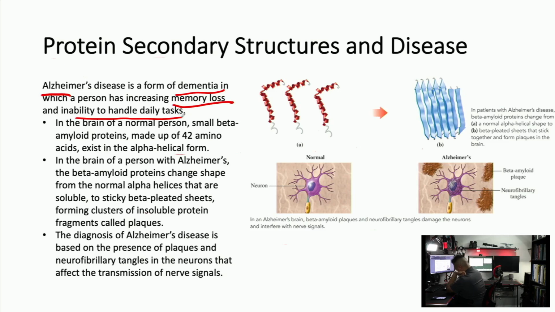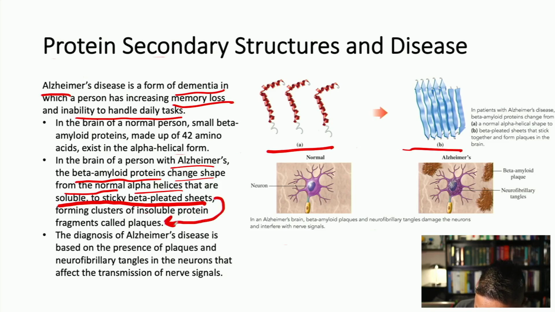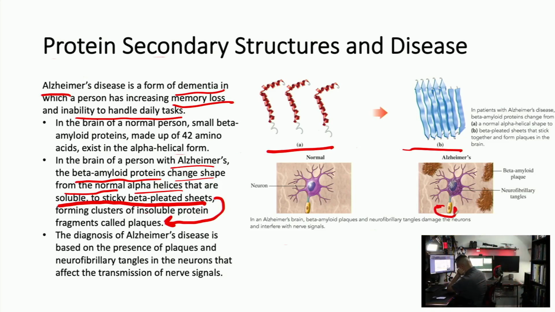In a person's brain with Alzheimer's, the beta amyloid proteins change shape from a normal alpha helix that is soluble to sticky beta pleated sheets, right? So here's what it's supposed to be inside the brain, soluble, and then they turn into these sticky beta pleated sheets, right? And the problem is that these beta pleated sheets are the fragments that become the plaques that are prevalent in the neurons of an Alzheimer's brain, right?